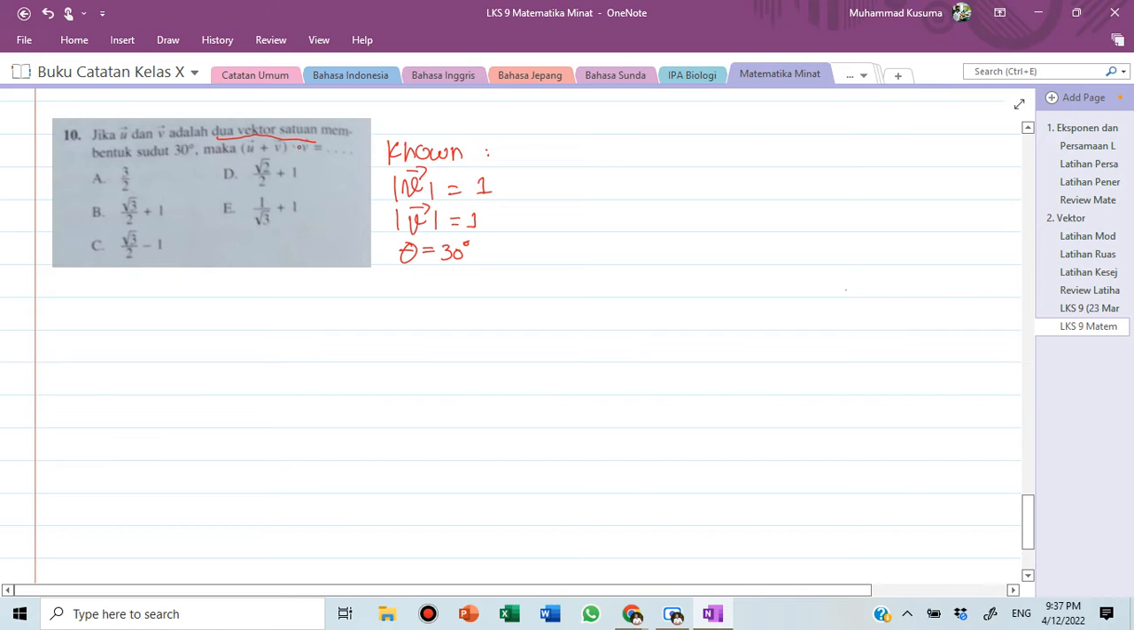Now, another thing that we could get from the problem is that the angle of those two vectors is 30 degrees. So the question is (vector u plus vector v) dot vector v is equal to how many?